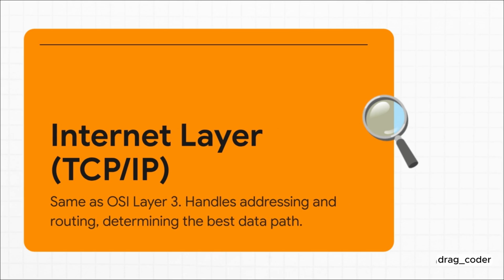And it's a similar story for the internet layer. This one, in the TCP/IP model, maps directly to the network layer from the OSI model. This is where the Internet Protocol, the IP, lives. It's all about addressing and routing your packets to their final destination across the entire internet.